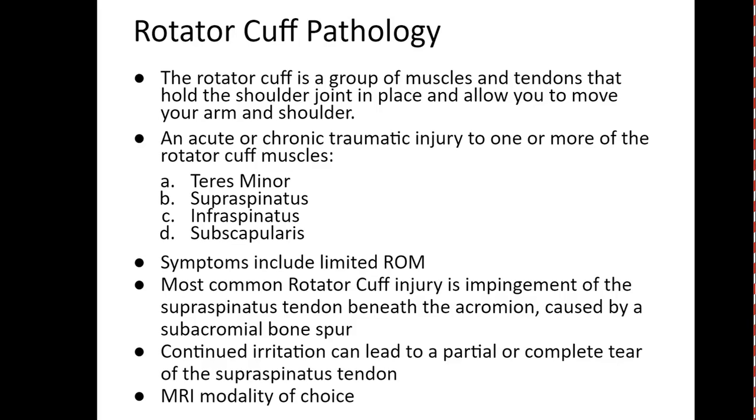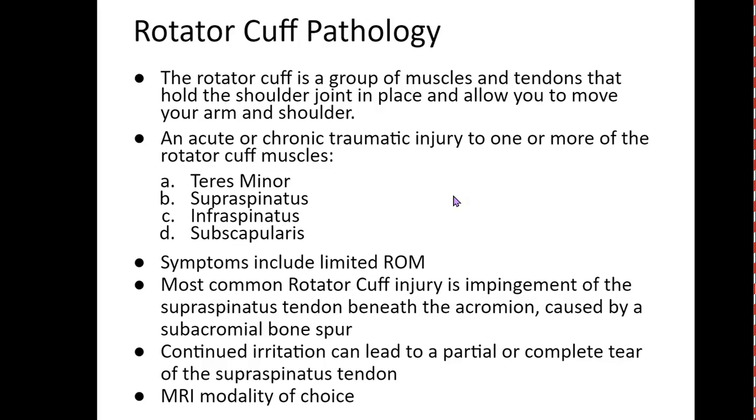There are 4 different muscles that make up the rotator cuff, and I've listed them here: the teres minor, the supraspinatus, the infraspinatus, and the subscapularis. So when we talk about rotator cuff pathology, that is referring to an acute or chronic traumatic injury to one or more of those rotator cuff muscles. Rotator cuff injuries limit the range of motion of the shoulder, which makes sense.